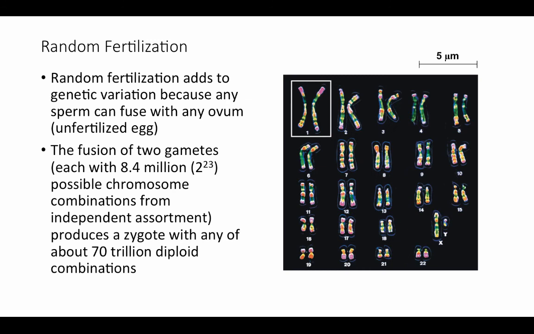So putting these together into the diploid organism at fertilization, in the case of humans, with 23 chromosomes, the fusion of two gametes, each with 8.4 million possible chromosome combinations from independent assortment, can produce a zygote with any of about 70 trillion possible diploid combinations. So each individual truly is, in a very real sense, unique in the genetic variability that they possess.